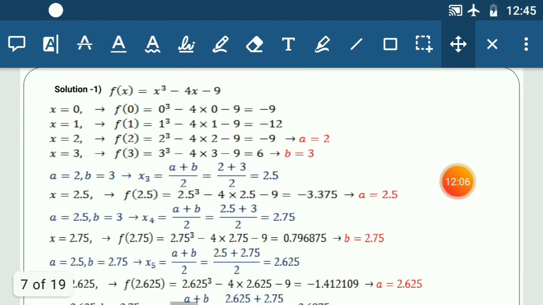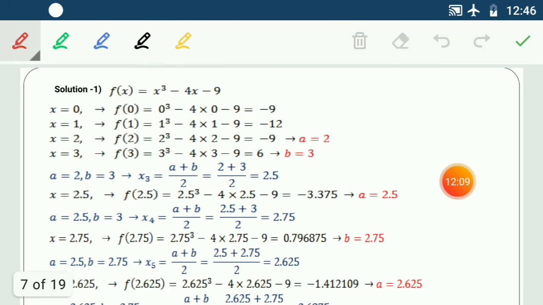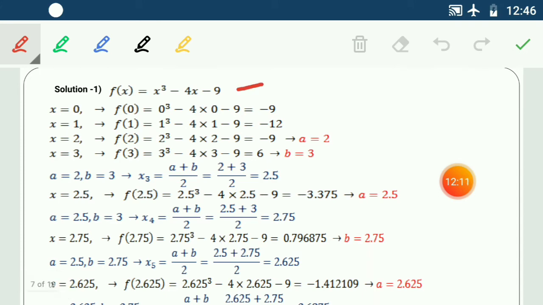So here in the solution, we have the equation f of x equals x cube minus 4x minus 9. Now I have to first find the value of a and b, then only I can go for the further solution. So a and b values can be found by a random check. So what is my random check?